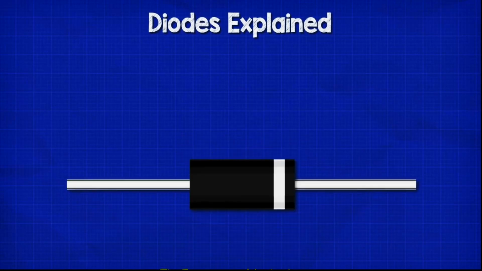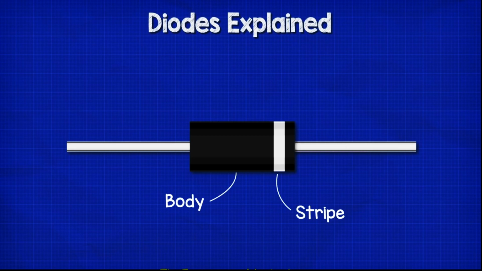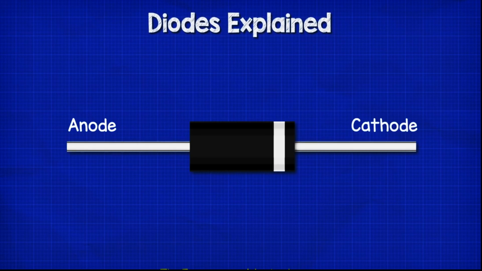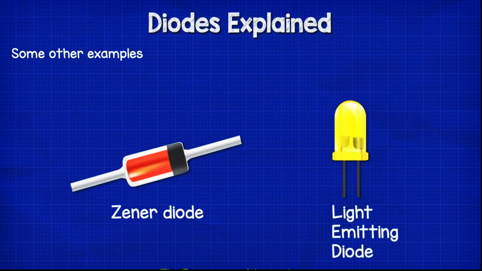Diode. A diode looks something like this, and it comes in different sizes. They typically have a black cylindrical body that has a stripe at one end, as well as some leads coming out to allow us to connect it into a circuit. This end is known as the anode, and this end is the cathode, but we're going to see what that means later on in this video. You can also get other forms such as a Zener diode or an LED, which is a light emitting diode, but we're not going to cover those in this video.